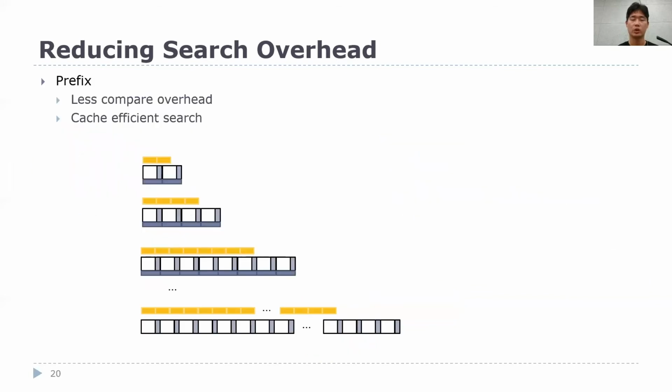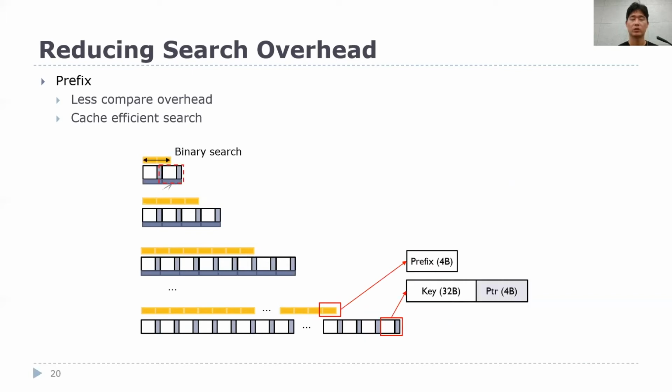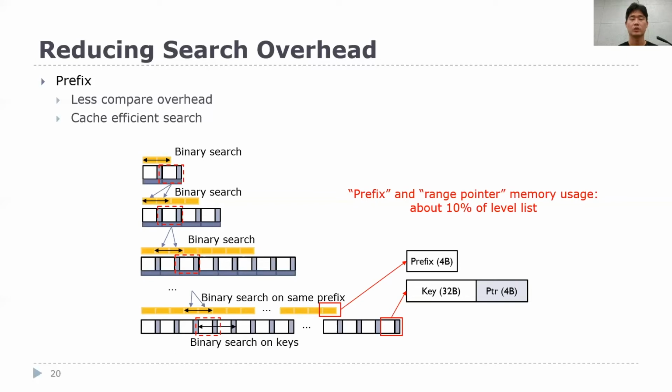PinK can reduce search overhead further by using a prefix array. Before searching the level list to find the full key, the prefix array is searched first. This makes the binary search CPU efficient. If the two prefixes have the same value, then the level list is searched. These two optimizations only require 10% of the memory used in the level list.